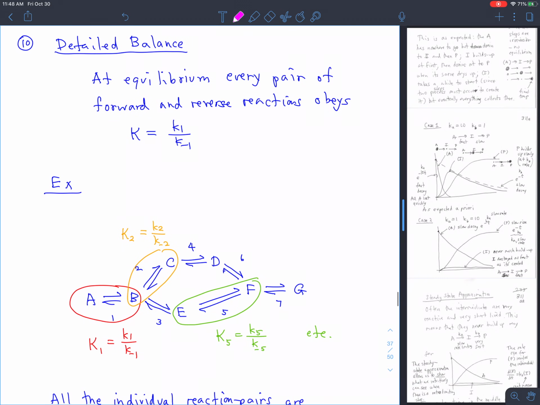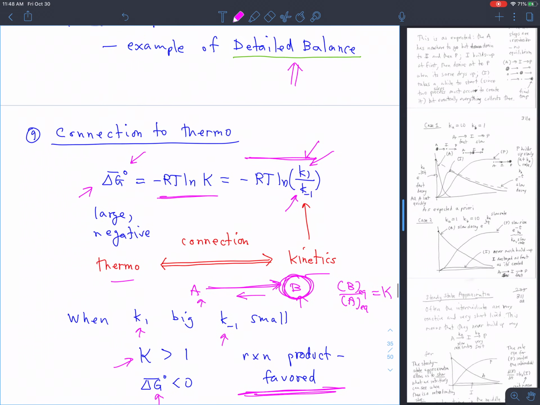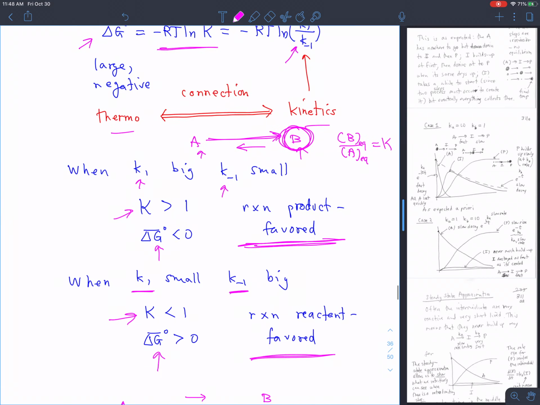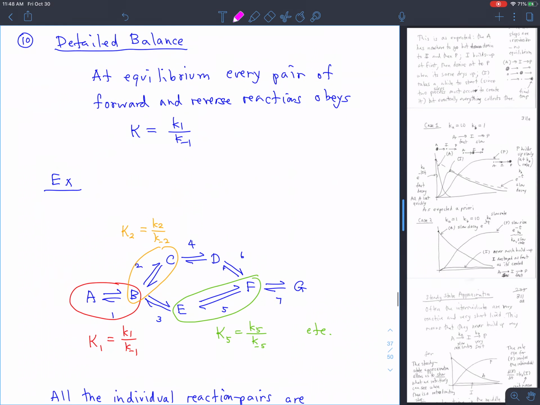Yes, this is just saying some of the things I was saying before, and that is that this is the most basic, ground-level example of this principle of detailed balance. Let me say a little bit more about it.